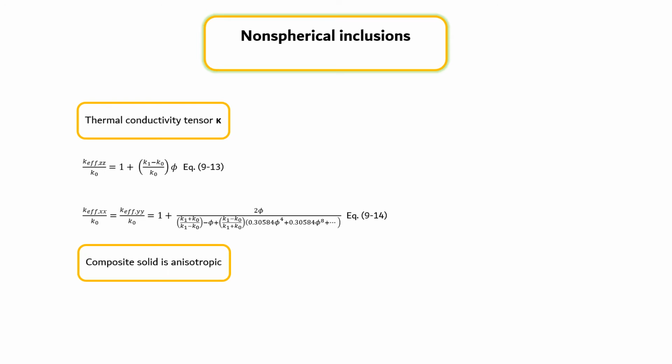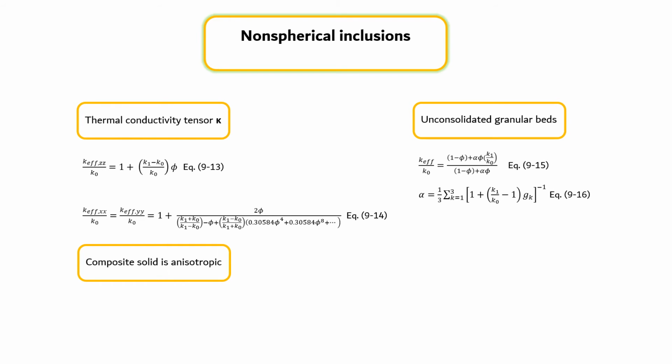The effective thermal conductivity for simple unconsolidated granular beds can be calculated by using equation 9.15 and equation 9.16. The G are shape factors for the granules of the medium, and they must satisfy the condition G1 plus G2 plus G3 equals 1, and for spheres G1 equals G2 equals G3 equals 1/3.